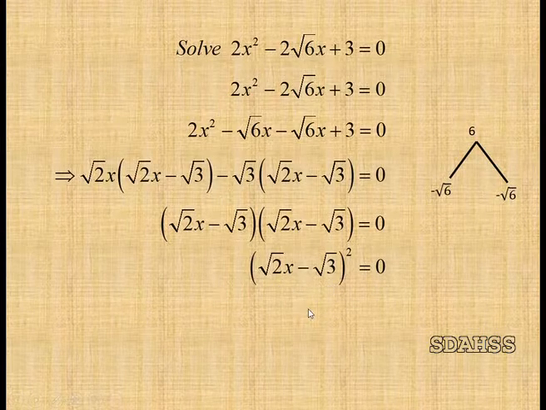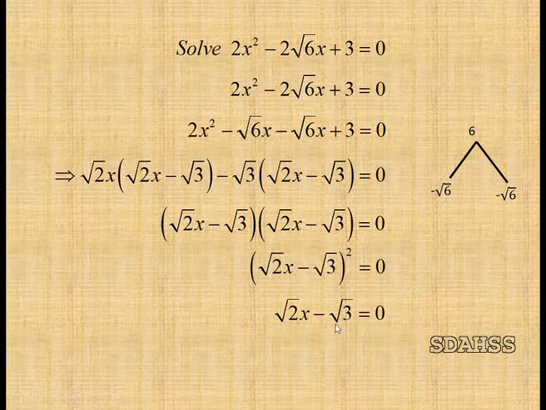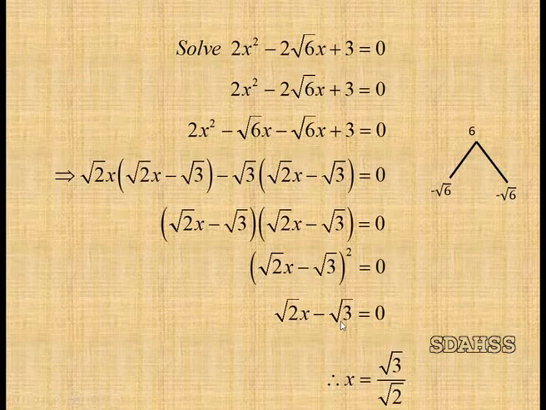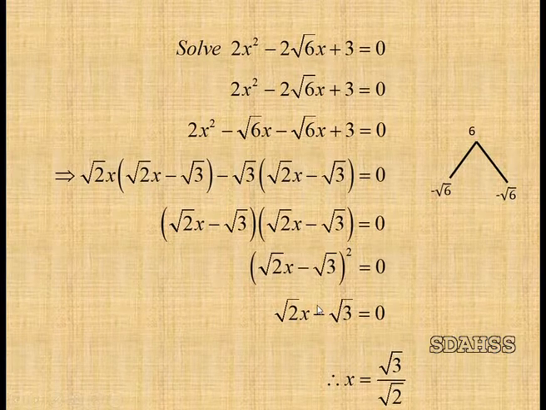Taking square root on both sides, this becomes √2x − √3 = 0. Bring −√3 to the other side, it becomes positive. Then you have x = √3/√2.